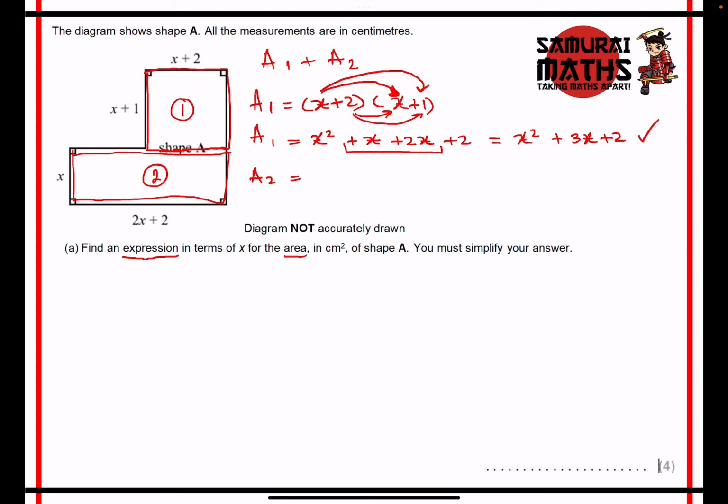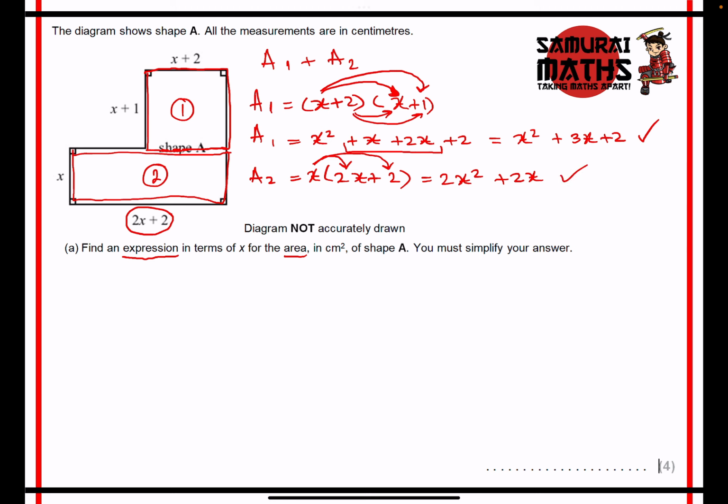So would you help me with the base? The base is 2x plus 2. And what about the height? The height is x. And again, because this is a two-term expression, I'm going to put brackets around it because it needs to multiply completely by the x. And let's do a little bit of single bracket expansion. So we're going to do x times 2x, 2x squared, and then x times 2, 2x. And I'm done. And that is my A2.